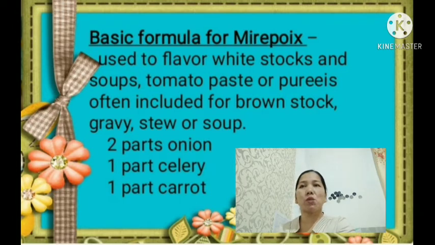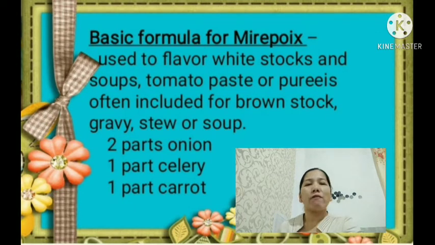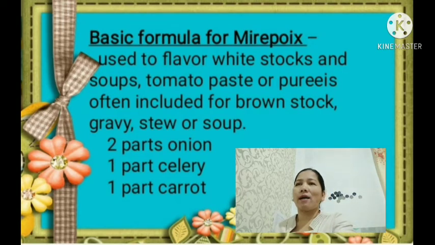The basic formula for making mirepoix is it is used to flavor white stock. Ginagamit siya sa white stock and soup, tomato paste or purees, often included for brown stock, gravy, stew, or soup. The basic formula includes 2 parts of white onion, 1 part of celery, and 1 part of carrot. So, ano nga yung basic formula for making mirepoix? Again, the 2 parts of white onion, 1 part of celery, and 1 part of carrot. Very good.